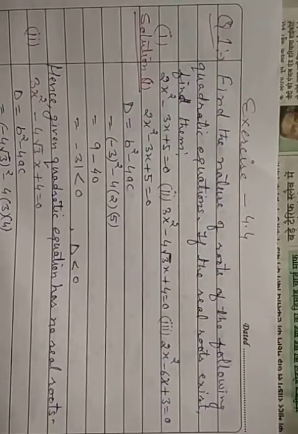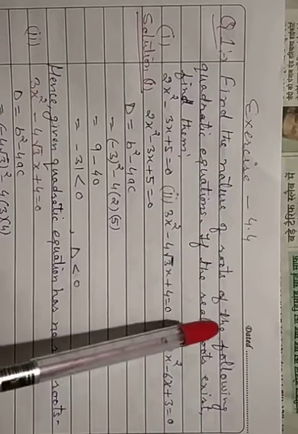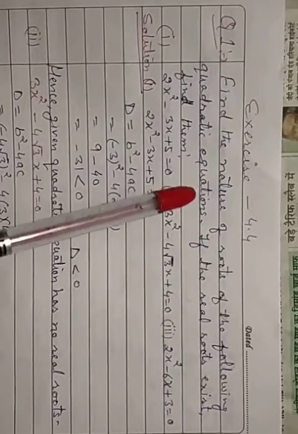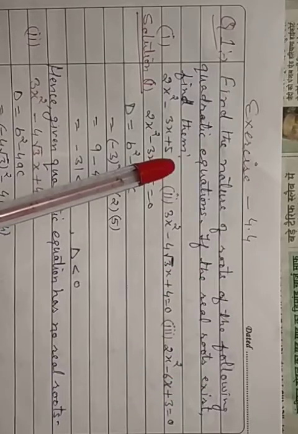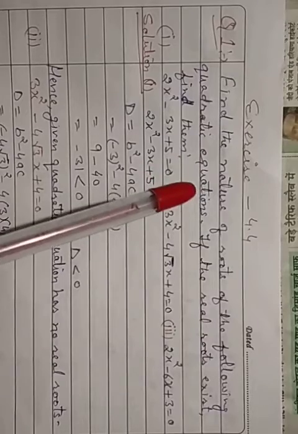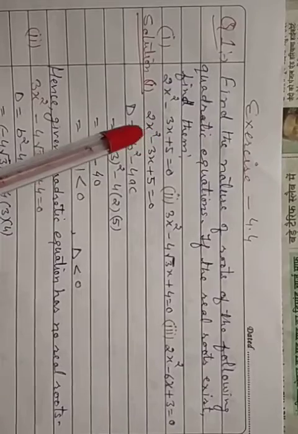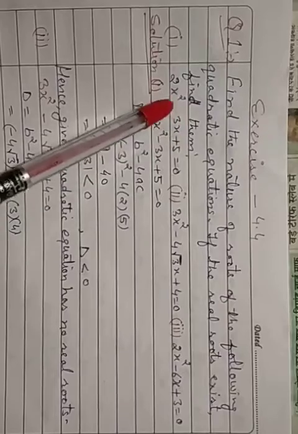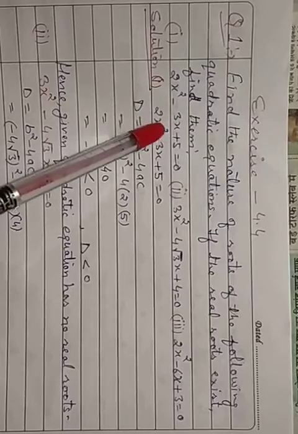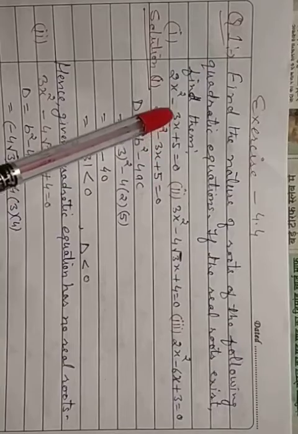Exercise 4.4, question number 1. Find the nature of roots of the following quadratic equation. If the real roots exist, find them. अभी थोड़ी देर पहले हमने देखा रियल रूट्स कब एग्जिस्ट करते हैं, if your D is equal to 0 or D is greater than 0, means D is positive. You have 1, 2, 3 parts there. First is 2x² - 3x + 5 = 0. Second one this, third one this. Let us start with question number 1.